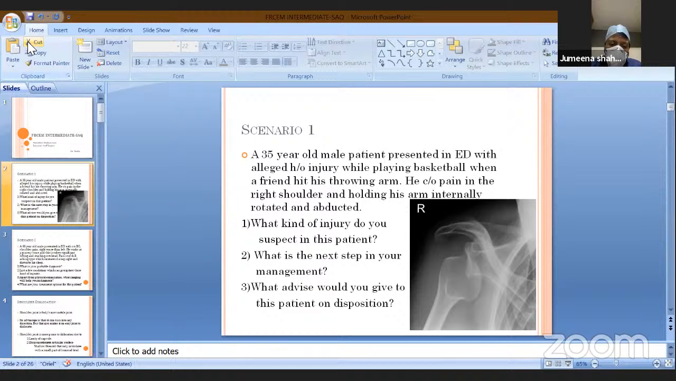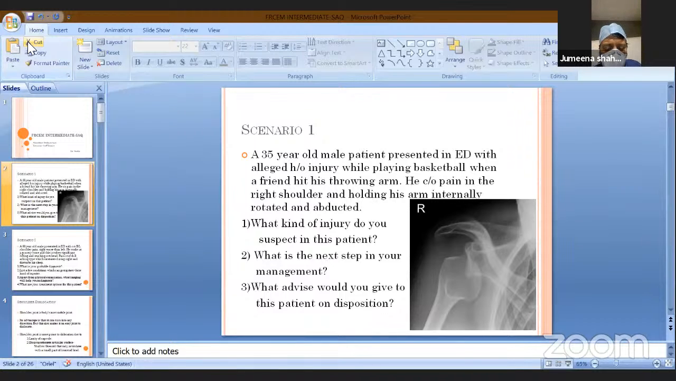Okay, what advice would you give to this patient on disposition? What all advice should you be giving? What are their activity limitations? When should they review with orthopedics? What should they be doing after 3 weeks or 6 weeks? 3 or 4 points should be specifically mentioned.